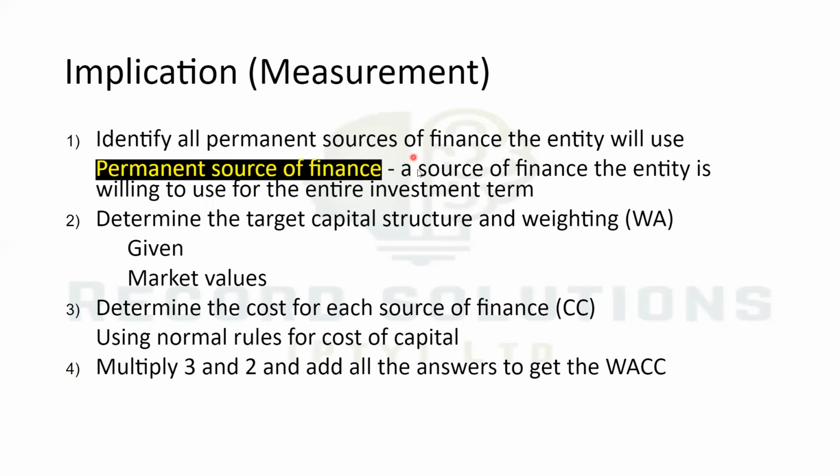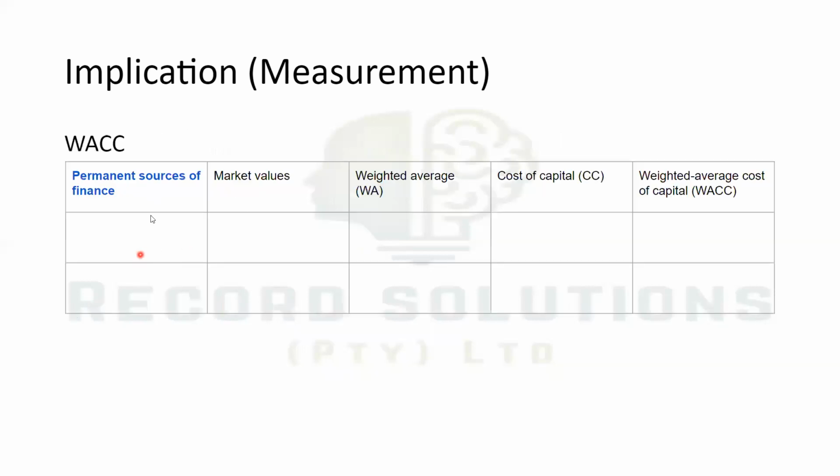If they don't give you the capital structure, then you're going to have to use market value, so the market value of the permanent source of finance at that time. You first have to determine the market value of each permanent source of finance. Now that you've listed them here, after determining the market value of each source of finance, you add them up and get a total of market values.